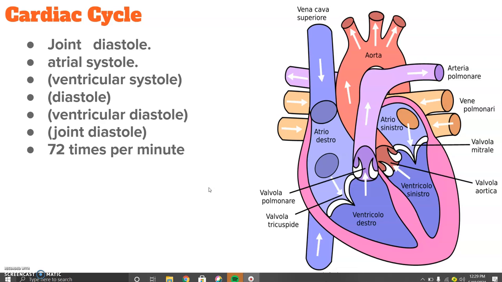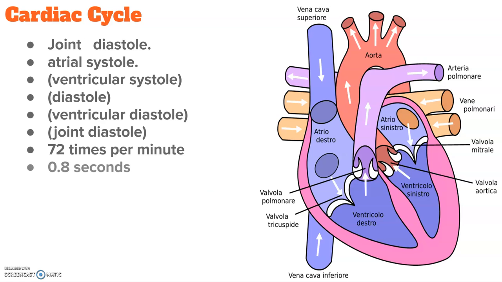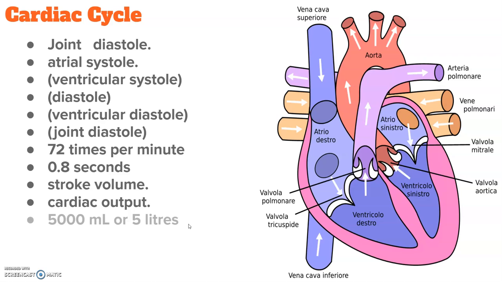During a cardiac cycle, each ventricle pumps about 70 ml of blood, which is called the stroke volume. The stroke volume multiplied by the heart rate, that is the number of beats per minute, gives the cardiac output. So the cardiac output can be defined as the volume of blood pumped out by each ventricle per minute, and it averages around 5000 milliliters or 5 liters in a healthy individual.